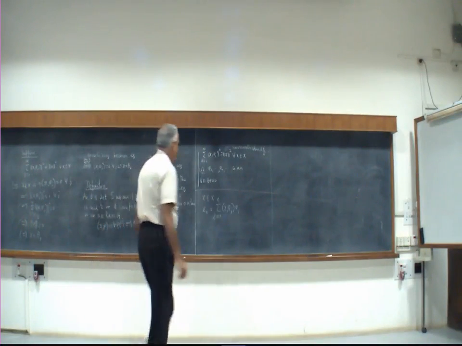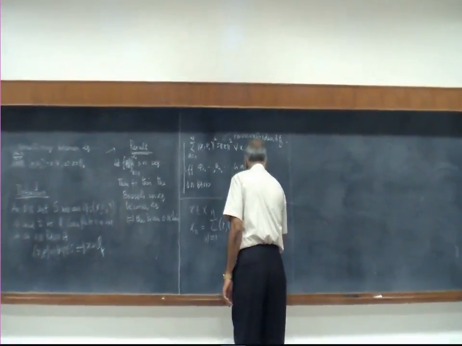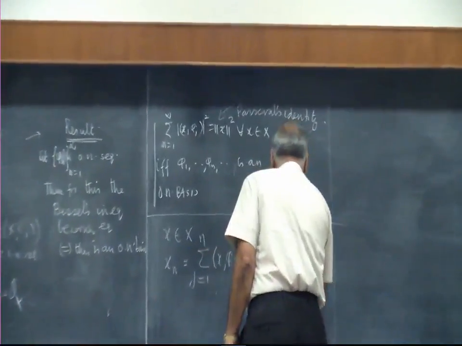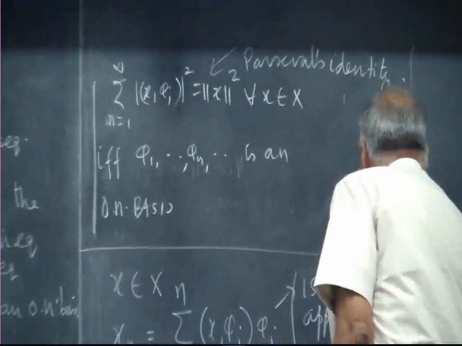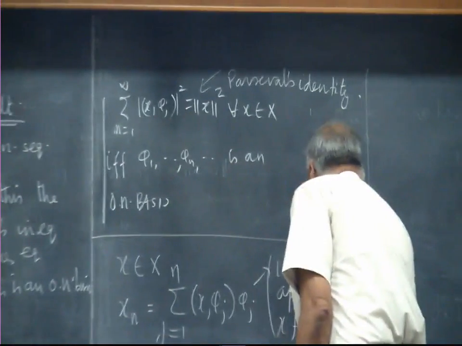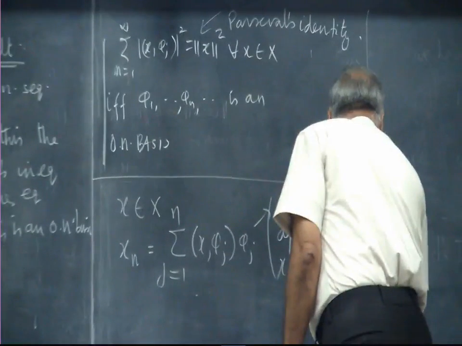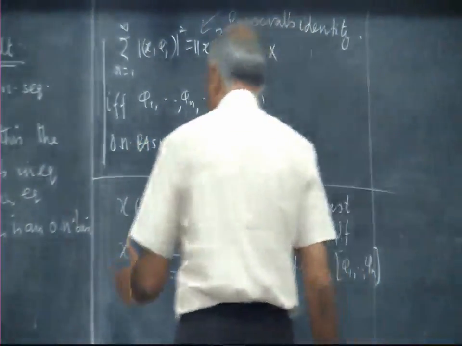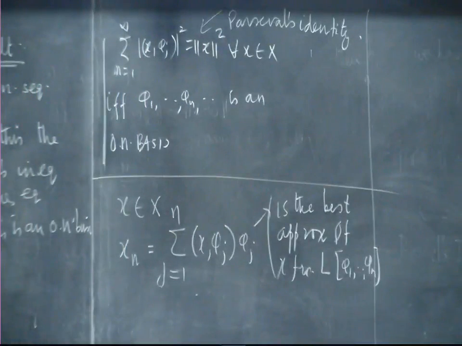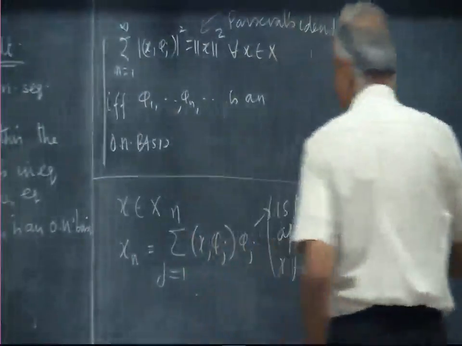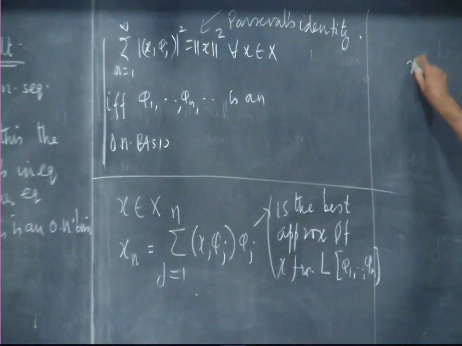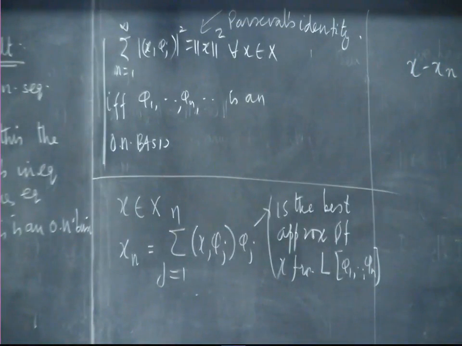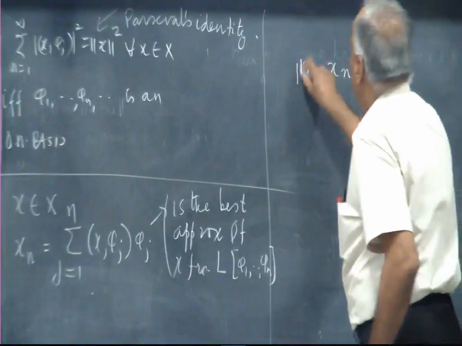So, xn is the best approximation of x from the space spanned by the first n vectors in that orthonormal set. Suppose I have an orthonormal sequence, and I look at the first n vectors and then look at the best approximation in that. We know that this is the best approximation and therefore this error will give the minimum error. What is that minimum error? Let us calculate that.